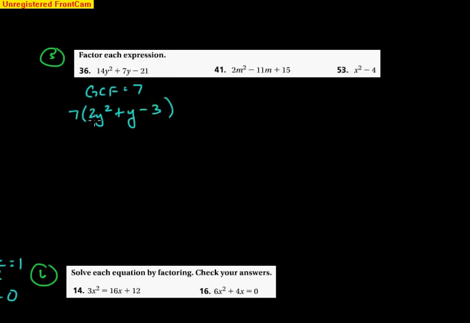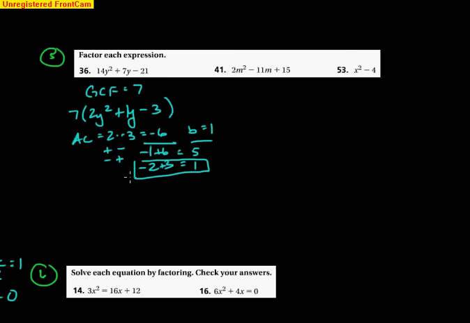And now since I still have an a here, I have to follow the AC method, which is 2 times negative 3, which is negative 6. My b is a 1. So I'm looking for the factors of 6. 1 and 6, 2 and 3. Since AC is negative, we're either a plus minus or a minus plus. B is positive, so the bigger numbers are positive, the smaller numbers are negative. 3 and 2, no, 6 and 1. 6 minus 1 is 5, no. 3 minus 2, 1. There's my b.